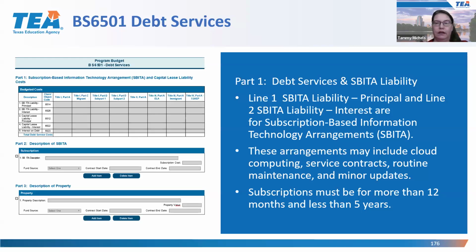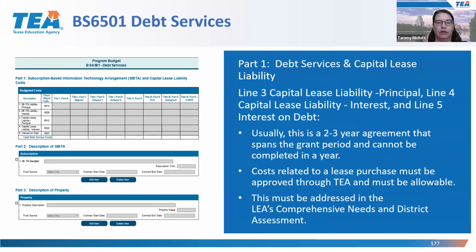Okay. In this slide, we're going to discuss part 1 of the SBITAs. Subscriptions are for more than 12 months, as we mentioned, and less than 5 years. In line 1, enter the amount of the SBITA being charged to the grant for the grant period only. In line 2, enter the amount charged in interest for the grant period only. And then we'll discuss the full lifespan of the SBITA in part 2. So again, part 1 is for the grant period. And then let's look at our next slide.